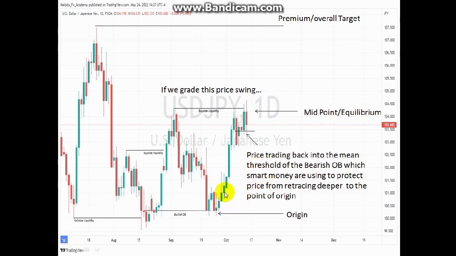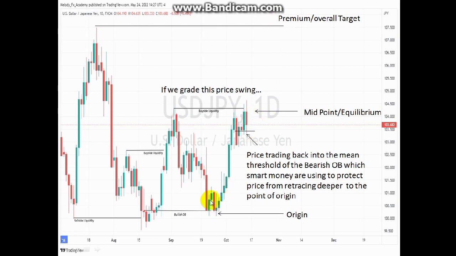Now we talked about when we have a displacement and making reference back to the origin. In other words, if smart money accumulated here, this will be our origin, right? So now let's grade this price swing. It is going to look like this: we have the origin, the low, this is going to be our midpoint, which is equilibrium, and the overall target is going to be our premium level. Remember, we buy at discount and we sell at premium, right?